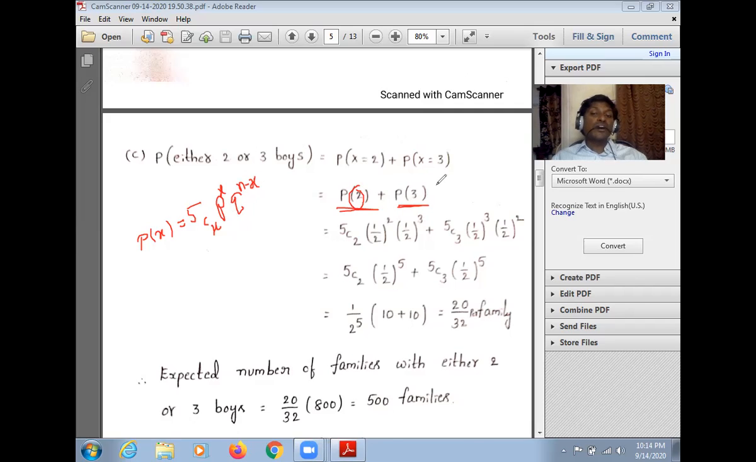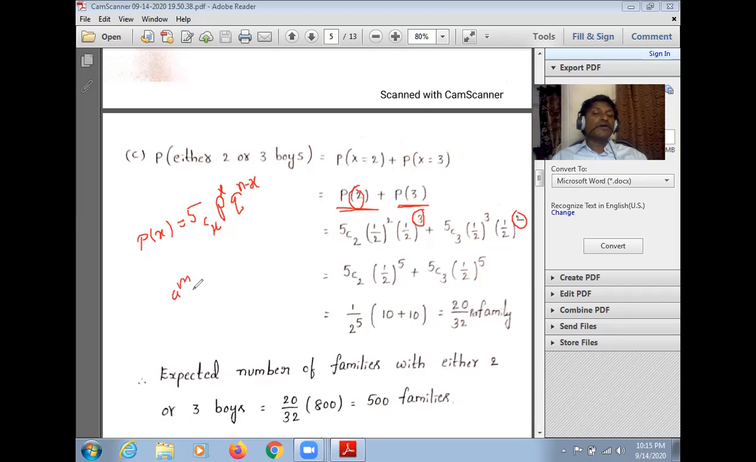And next, P of 3. Same, 5c3 p cube q power n minus 3. So here we simply wrote it: 5 minus 2 is 3 here, and 5 minus 3 is 2. So that we substituted. And next, 5c2 as it is, 5c3 as it is, 1 by 2 whole square, 1 by 2 whole cube. So that is nothing but a power m into a power n. So that one we apply.